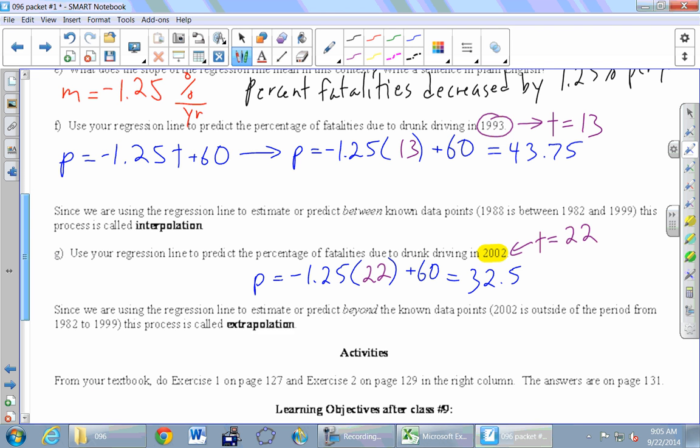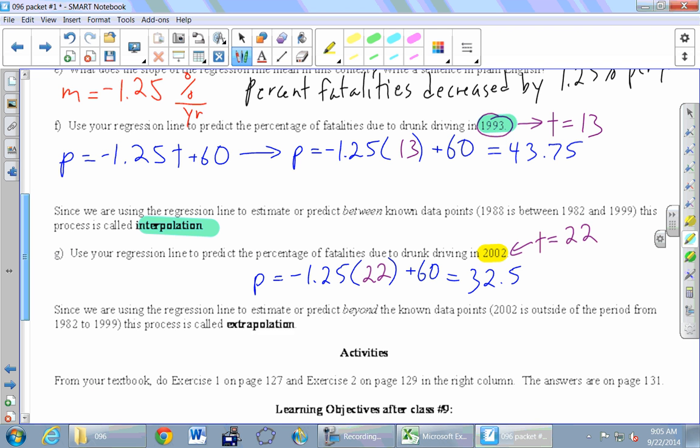Okay, all right, so last thing is two real quick vocabulary words. When we did 1993, would you guys agree that even though it wasn't in the table, it was between the earliest and latest values in the table? The table started in 1982 and ended in, what's the last year in the table? 2000. So we've got a number, 1993, that's in between the start and the end, right? And when you are in between, the word we use is interpolation.